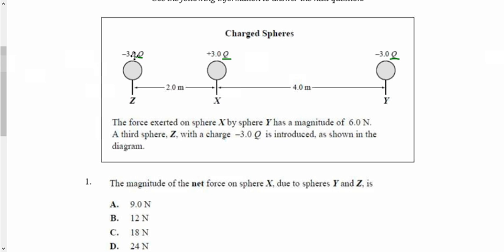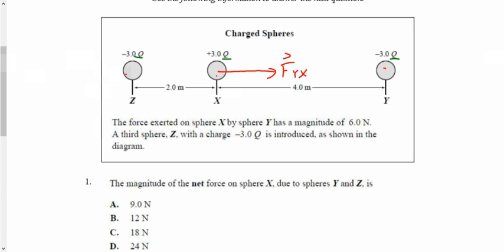All we know is that all 3 charges have the same magnitude of charge, 3q. It says the force exerted on sphere x by sphere y is 6 newtons. A third sphere, sphere z, with a charge of negative 3q is introduced as shown in the diagram. So let's draw a free body diagram of what we know. If this is x, y, and z, the force of y on x is to the right, because x is positive, y is negative. They attract each other. X is pulled towards y as a result of that attractive force.